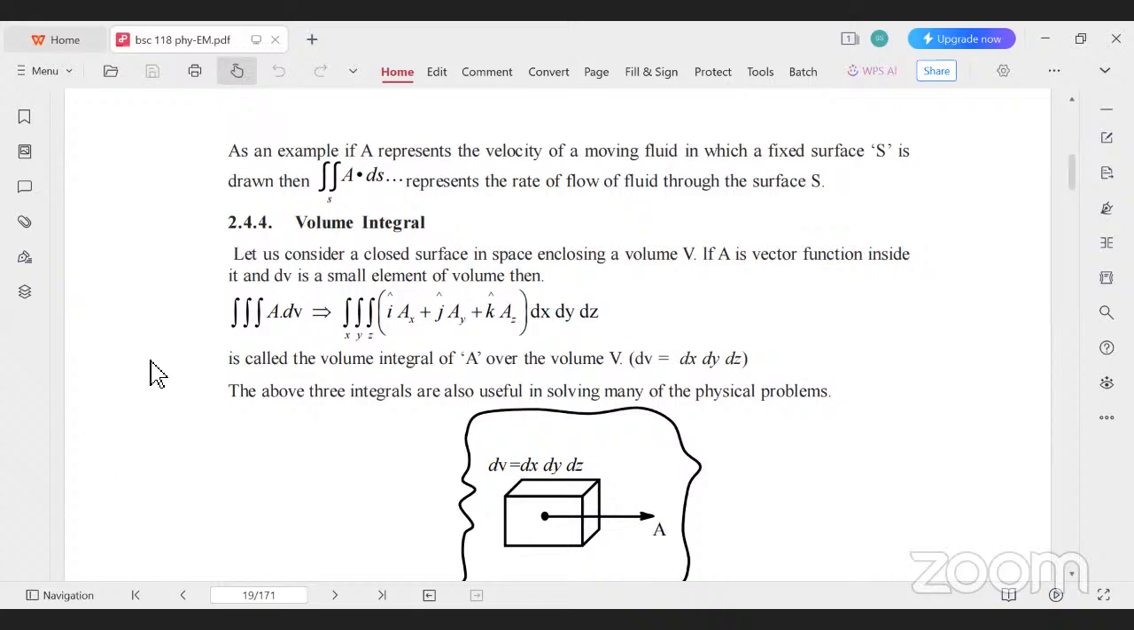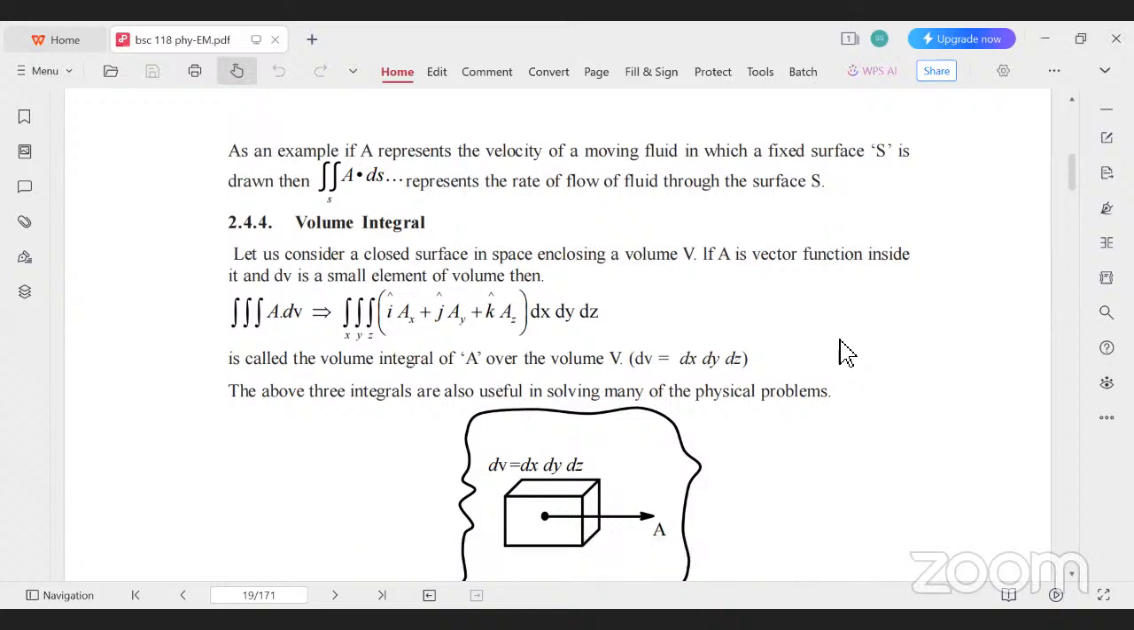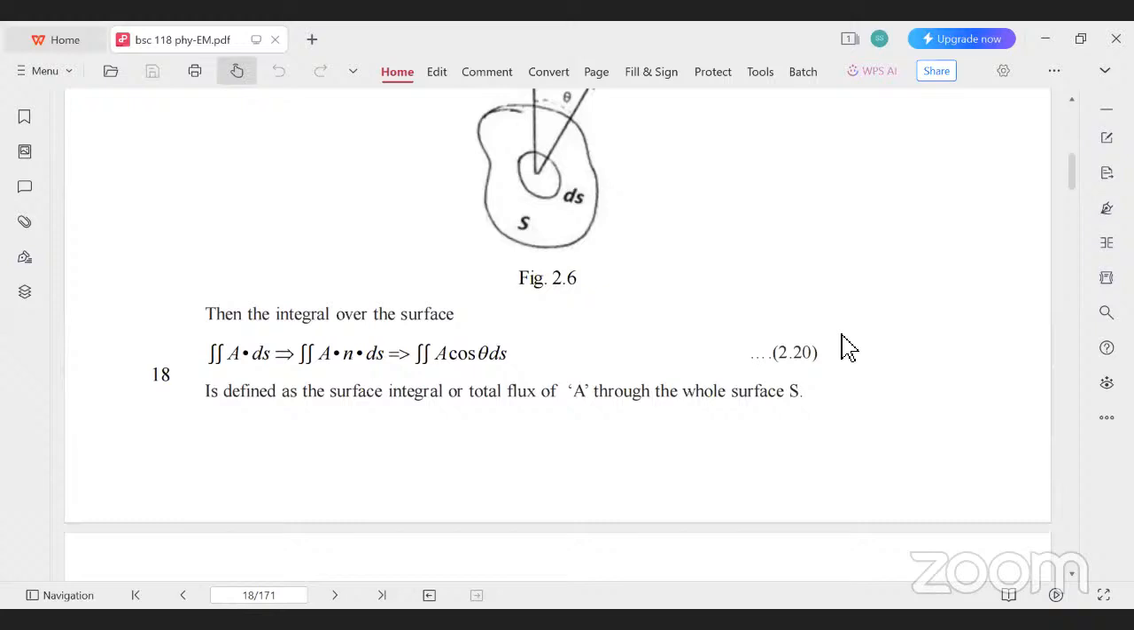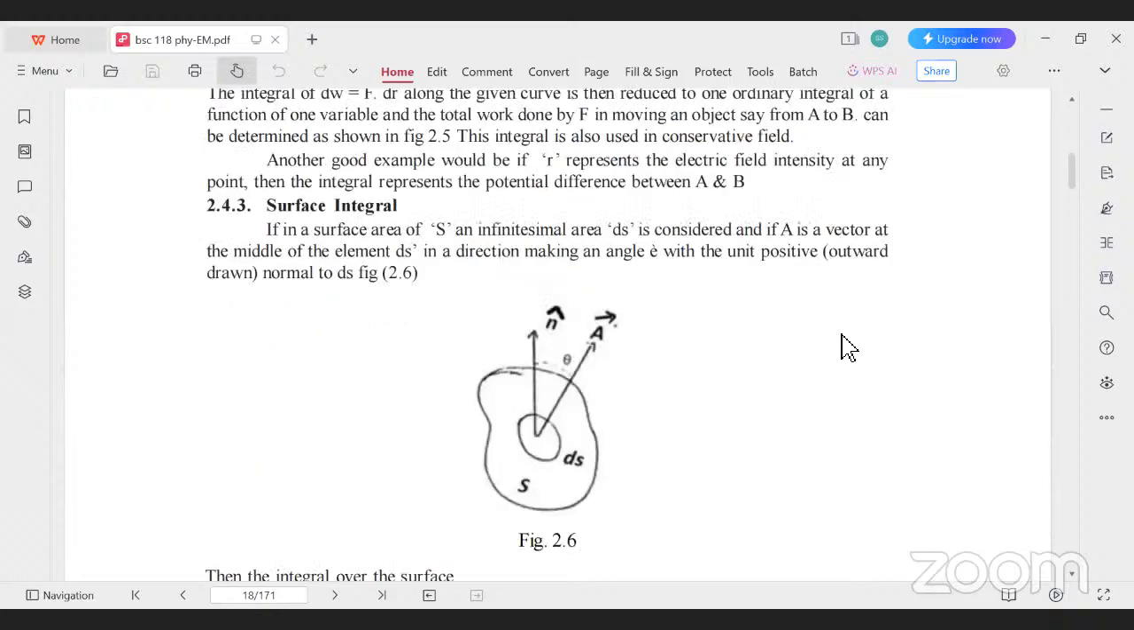Respond, somebody. Hello. Ma'am. Yeah, clear? Yeah. Where you are having doubt? Tell me quickly. We don't have much time. Surface integral or line integral, where?